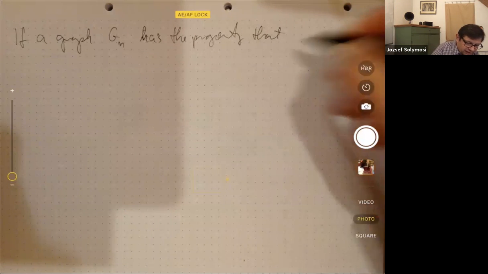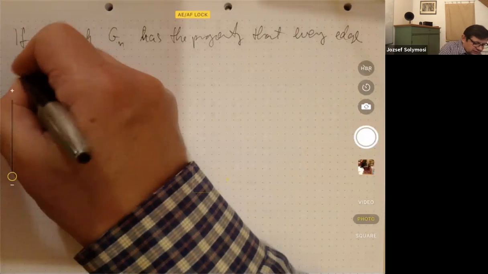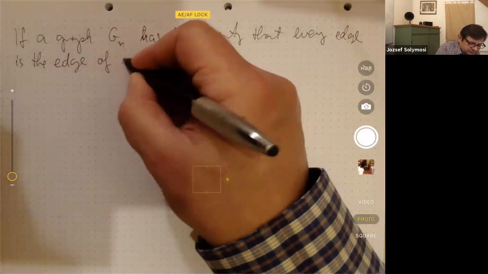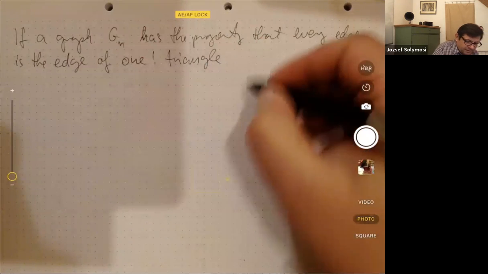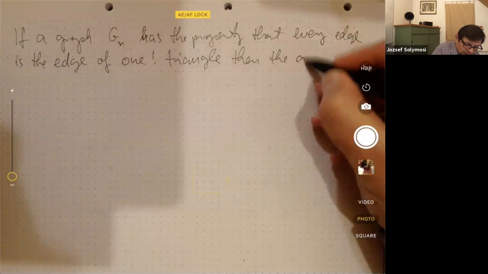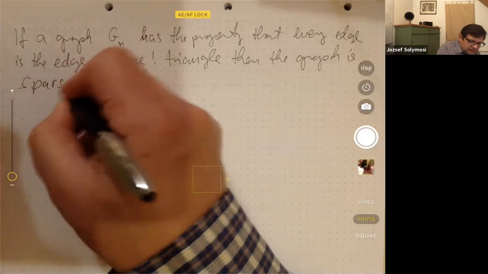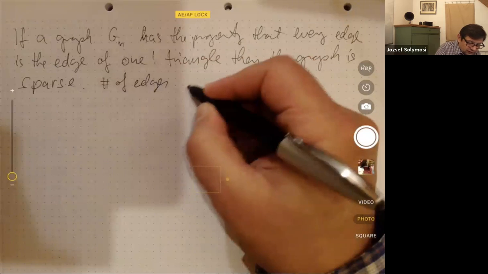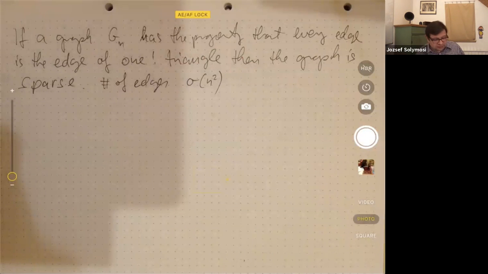that every edge in this graph is the edge of exactly one triangle, then the graph G_n is sparse. Sparse means that the number of edges is little o of n squared. So not constant times n squared, that would be dense.